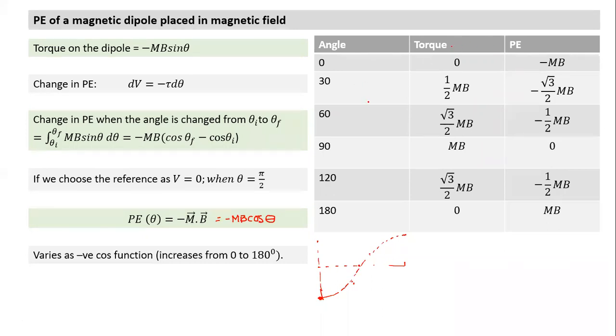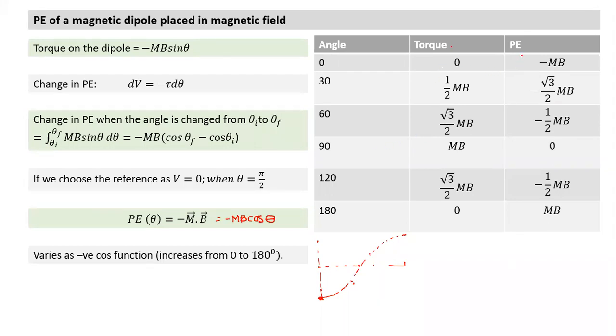So just to have an idea, but this is nothing we need to make a table about, but still, just to understand: when angle theta is 0, torque is equal to 0 (mb sine theta), and potential energy is minus mb. When this angle becomes 30, torque becomes equal to mb cos 30, which is mb by 2, and potential energy in that particular case will be equal to minus mb cos 30, which is minus root 3 by 2 mb, and then 60 degree, 90 degree.